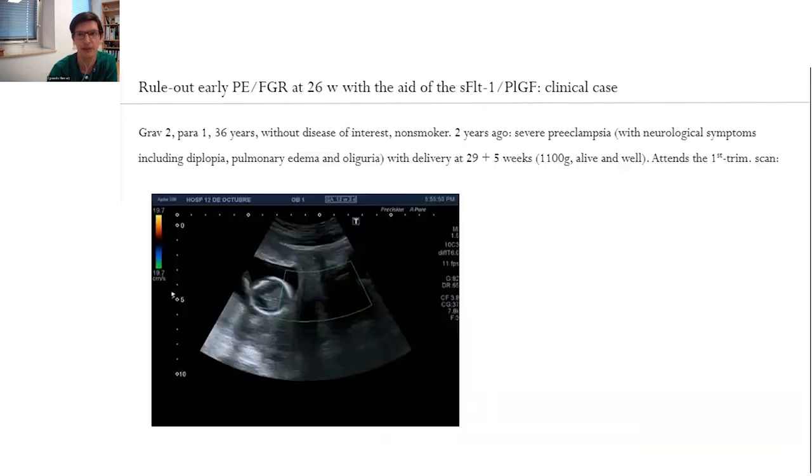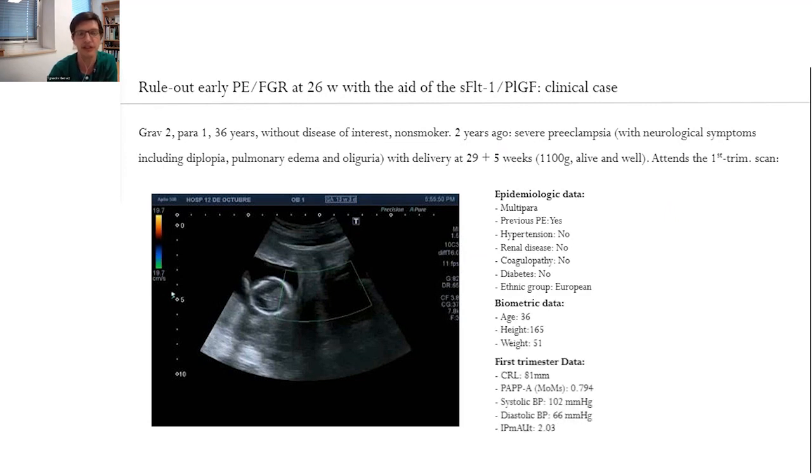And I would like to illustrate it with the following case. This is a 36-year-old woman without disease, no smoker, a very healthy woman. The problem is that 2 years ago, she suffered a preeclampsia. She was an anesthesiologist working in an intensive clinical unit, and she changed her role from doctor to patient because she started with neurological symptoms, with diplopia, cephalea, and dyspnea, and they had to deliver her immediately at 29 weeks. Fortunately, the baby was okay.